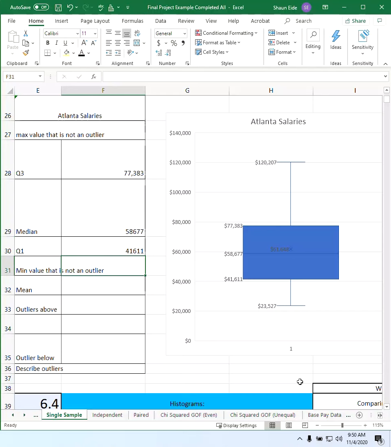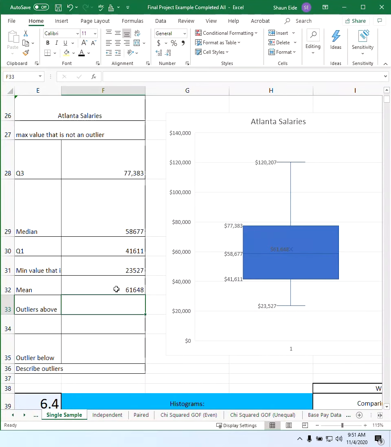Q1 is right down here, which is 41,611. And then the minimum value that is not an outlier, that's going to be whatever this line is, okay? So this minimum value that is not an outlier, if there's dots down here, that's not what I'm asking for. I'm asking for this value right here that is on this line, okay? So that's going to be 23,527. And then the mean is going to be 61,648.